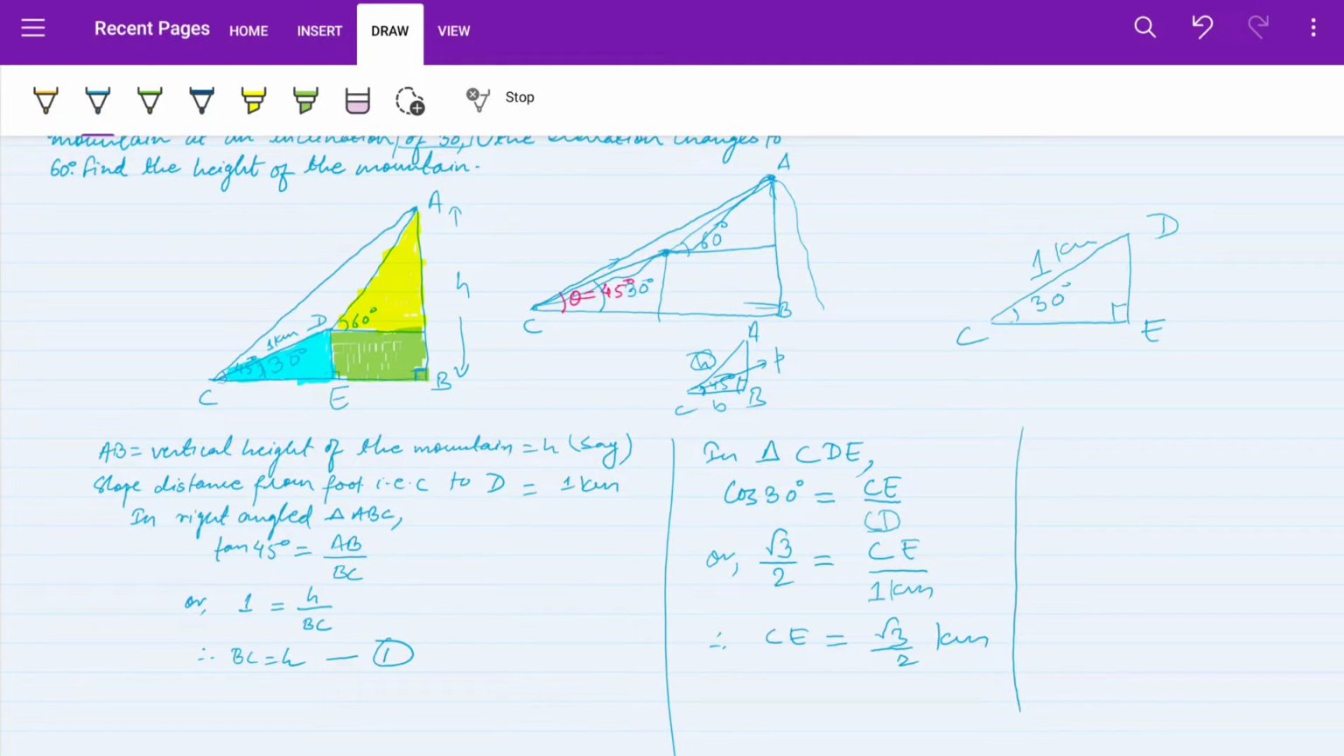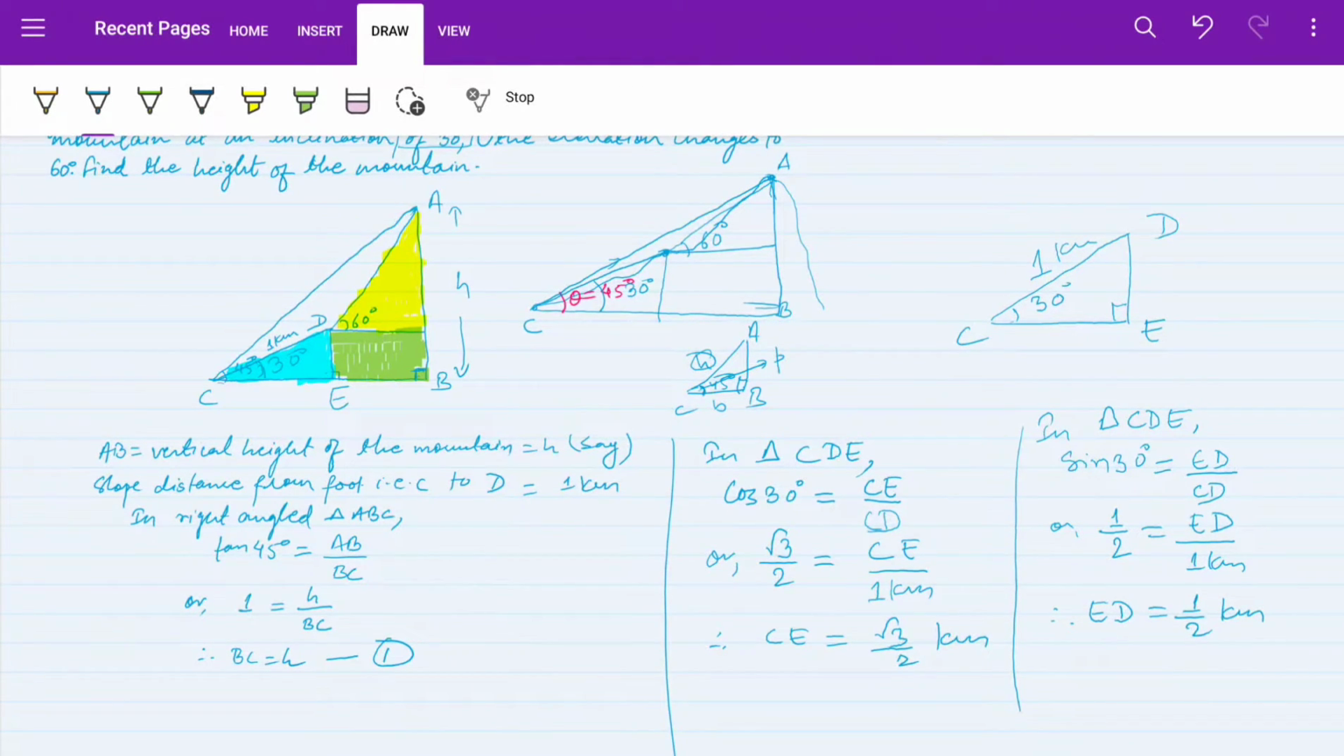So ED can be found similarly again in triangle CDE itself, same triangle. So if you consider sine theta, so this is sine 30 degree, we get this is P by H, so this is ED divided by CD. So its value is 1 by 2 from the table, and ED is ED, you don't know, CD is 1 kilometer. Now simply we get that ED is equals to how much? 1 by 2 kilometer. So the height ED is 1 by 2 kilometer.